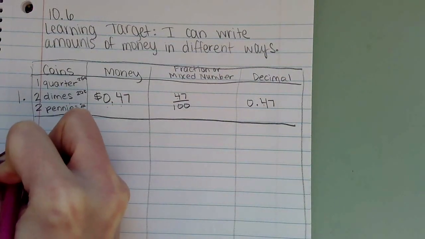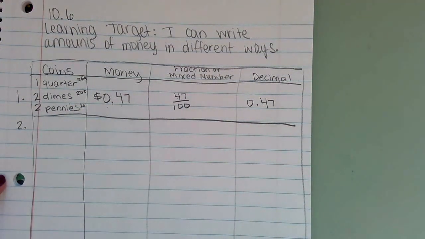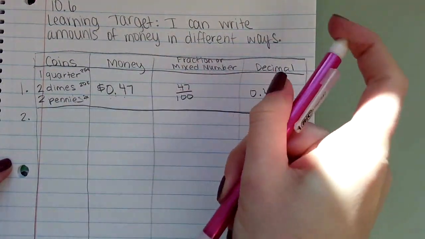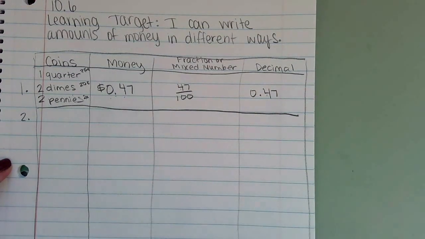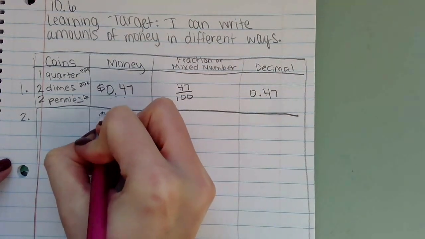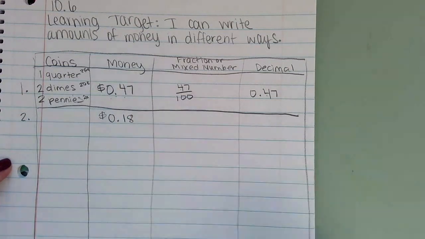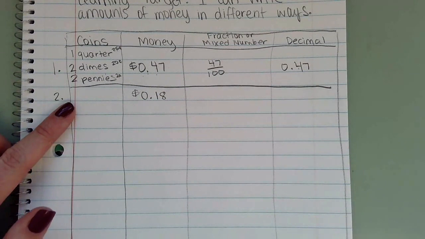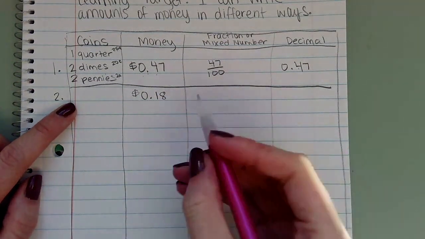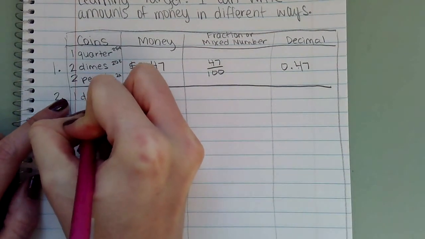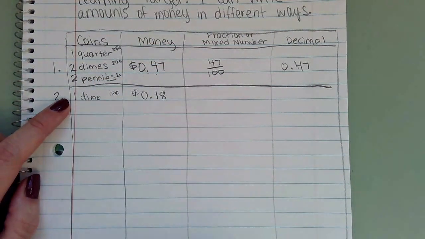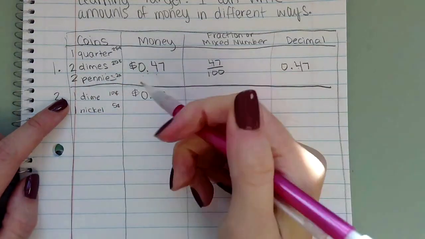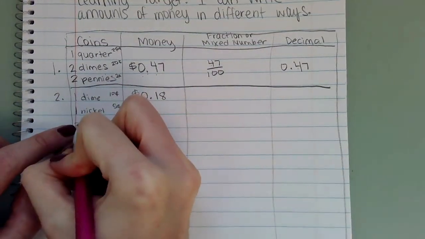In the next problem that we do, we're going to be given a money amount. So the money amount that we're given is 18 cents. So when we're finding the coins, we need to find the least amount of coins possible. So 1 dime will be 10 cents. 1 nickel is 5 cents, so now we're at 15. So that means we need 3 pennies.